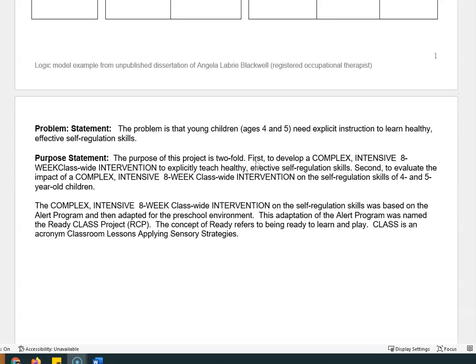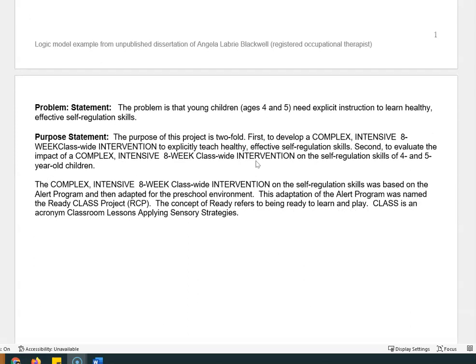Starting off, we want to identify our problem whenever we're starting a capstone project. And so for me, the problem was that young children ages 4 and 5 need explicit instruction to learn healthy and effective self-regulation skills. This is a problem I was seeing as I worked as an occupational therapist in a community preschool, early childhood education center. Lots of children needed help with self-regulation skills, and so I saw this need.